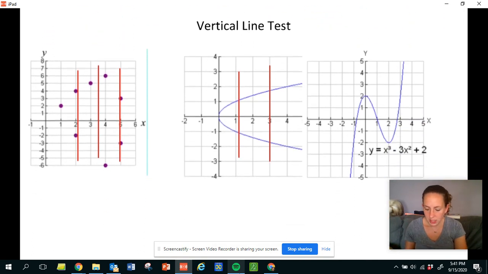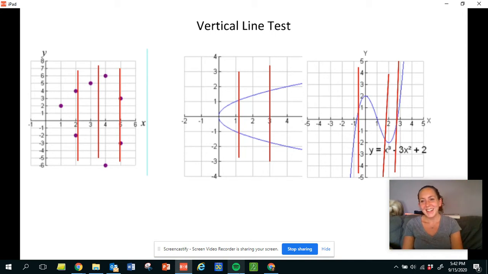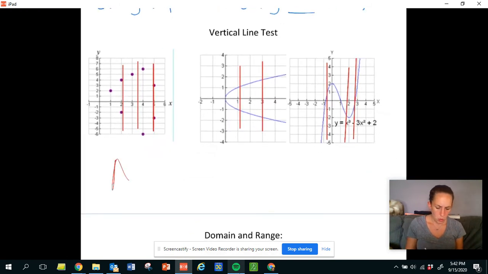Now this last one, even though it gets really steep, if you do a true vertical line, it's only ever going to touch one spot. My vertical lines are kind of crooked, sorry. It's only ever going to touch 1 point if it's truly vertical. So this would be a function. So your answer would be yes. This one would be no, no, yes.